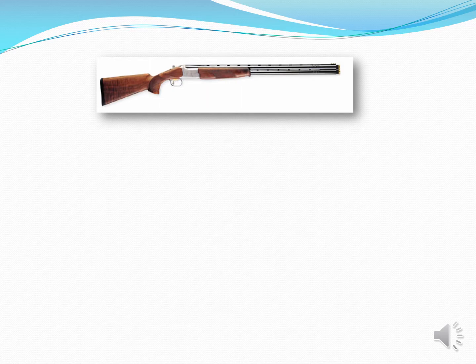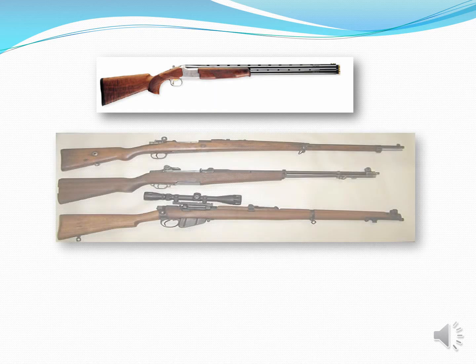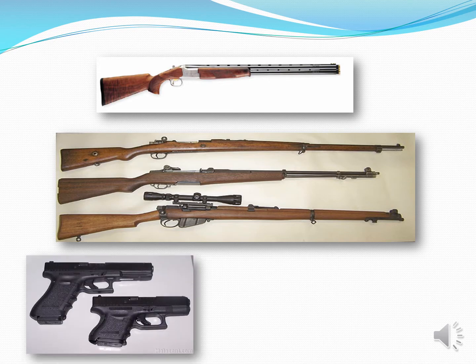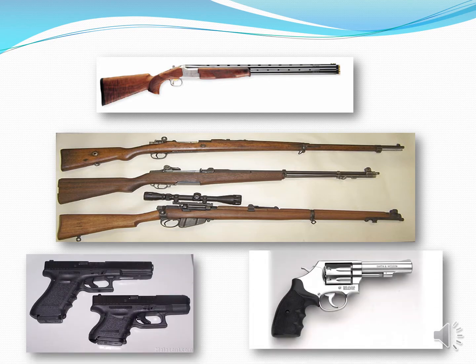What are the types of weapons we will take today? A sporting gun, surface rifled weapon, either automatic or non-automatic, automatic pistol, and revolver.